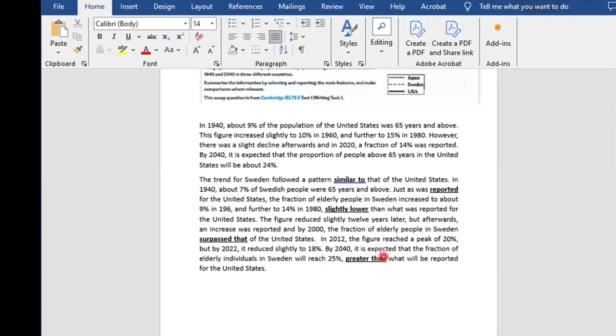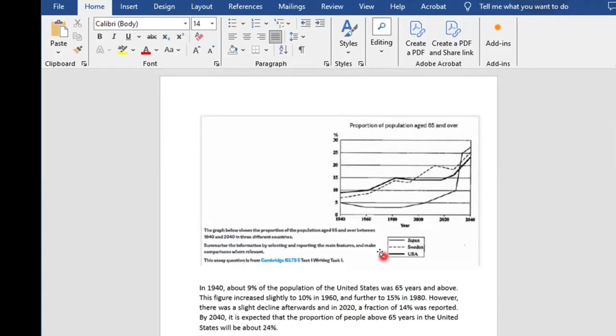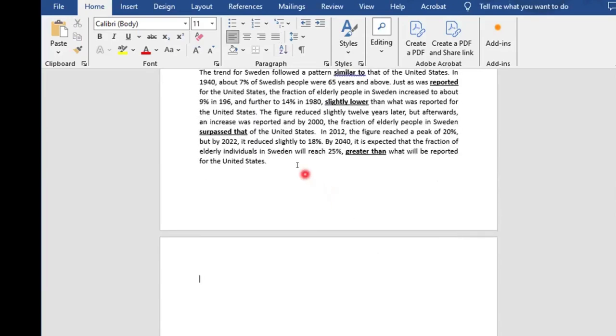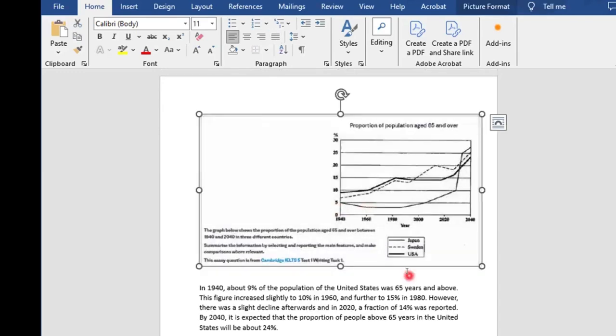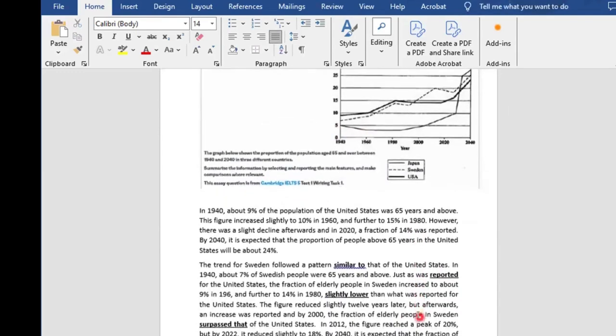And then after this, I will now write for Japan. Okay? Let me start Japan. Unlike what was reported for the United States and Sweden, Japan had the lowest proportion of elderly people in 1940.